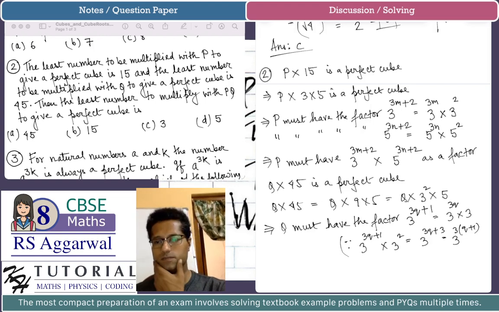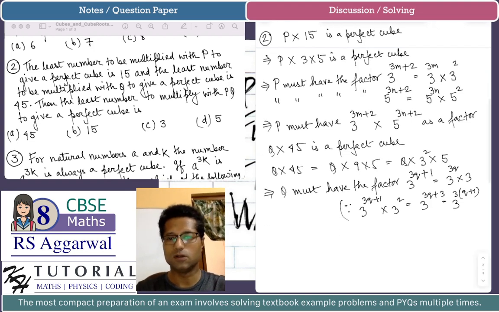will form triplets. So from the fact that 45 is the least number that needs to be multiplied with q to make it a perfect cube, we can say that if we factorize 45, it is 9 into 5. So in 9 we have two 3s. So definitely there must be one 3 factor in q which is not part of any triplet. Hence we can represent all the factors of 3 in q as 3 to the power 3q plus 1.